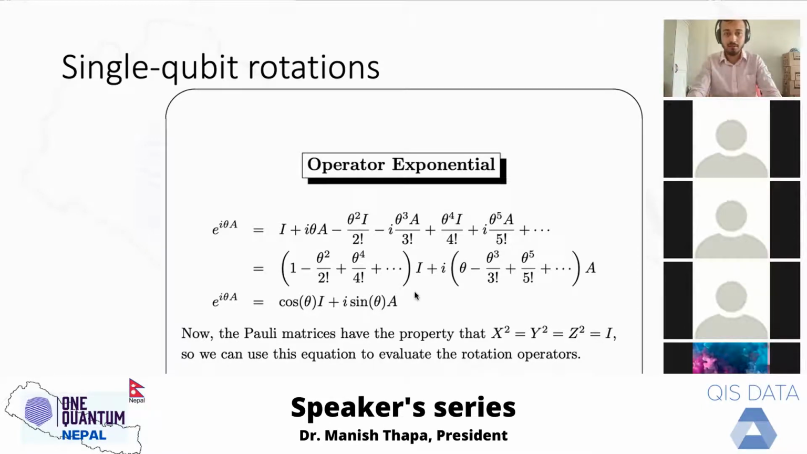You reach this simple expression because of the fact that Pauli matrices have this property: x squared equals y squared equals z squared equals I, which is identity. So we can use this equation to evaluate the rotation operators. That is going to be your rotation operator that you will use to perform computation on a qubit.